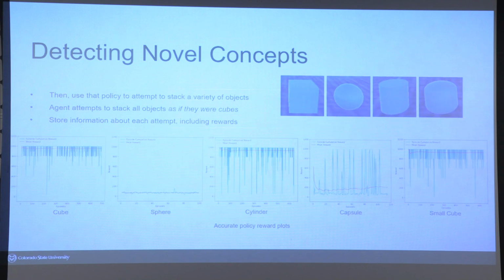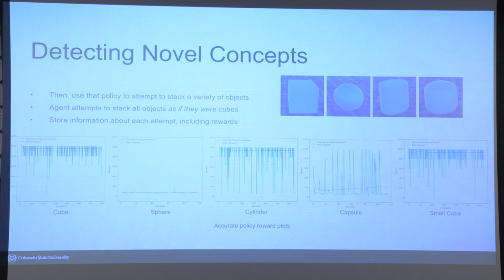So having trained this network to stack blocks, we then use that trained policy and attempt to stack a variety of objects. So that is, all I know how to do is stack blocks. When given an object, I will then attempt to stack it as if it were a block, because that is all I know how to do. Then we store the same information with the addition of rewards, and we can see just in the reward plots some substantial distinctions between these sets of objects.